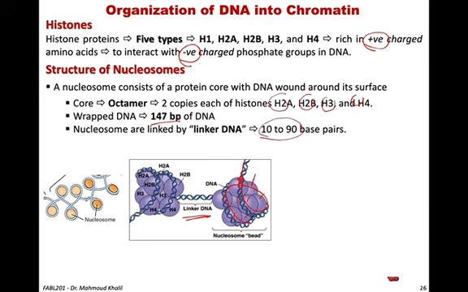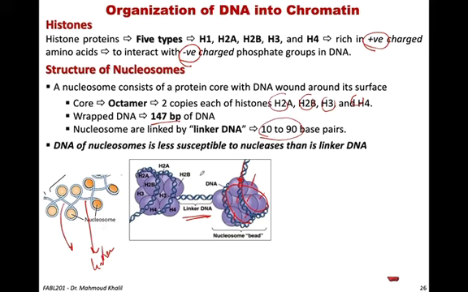If you look closely here, this region is called linker DNA. This region as well is called linker. It is the region connecting the nucleosomes. So the DNA of the nucleosomes is less susceptible to nucleases, which are enzymes that cut the DNA, because this DNA bound to histone is protected, while at the linker DNA the nucleases can cut the DNA if they get access to it.